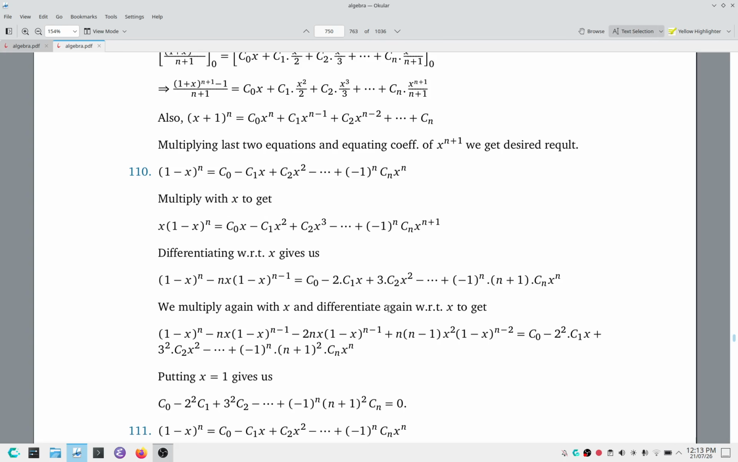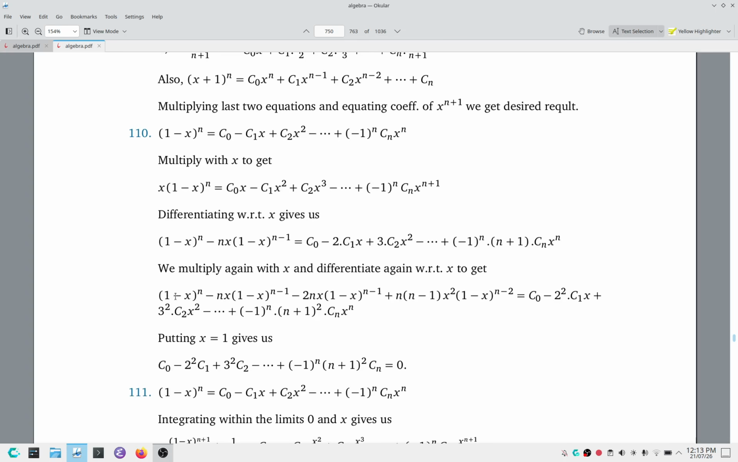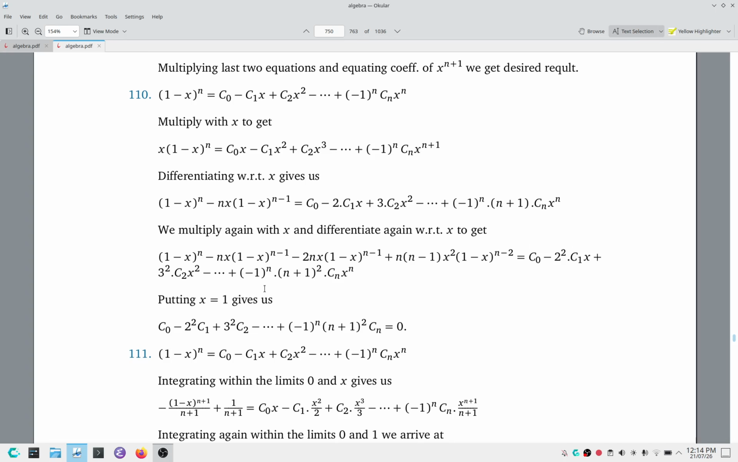We multiply again with x and differentiate with respect to x. We get (1 minus x) to the power n minus nx times (1 minus x) to the power n minus 1 minus 2nx (1 minus x) to the power n minus 1 plus n times (n minus 1) x square (1 minus x) to the power n minus 2 is equal to C0 minus 2 square times C1 x plus 3 square times C2 x square and so on up to minus 1 to the power n times (n plus 1) whole square Cn x to the power n. We put x is equal to 0 to get the right hand side as the series required, and the left hand side becomes 0. So with this we come to the end of question 110.